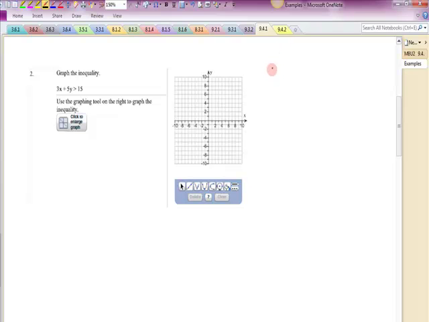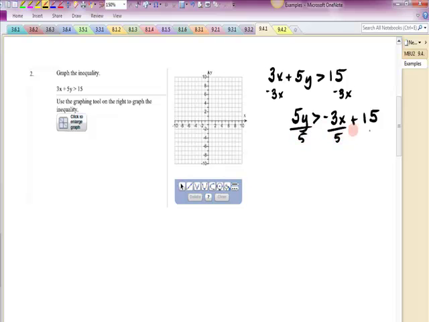All right, I have 3x plus 5y is greater than 15. I choose to do this as slope-intercept. So I'm going to subtract 3x from both sides. I have 5y is greater than negative 3x plus 15. Divide by 5. And I have y is greater than negative 3/5 x plus 3.